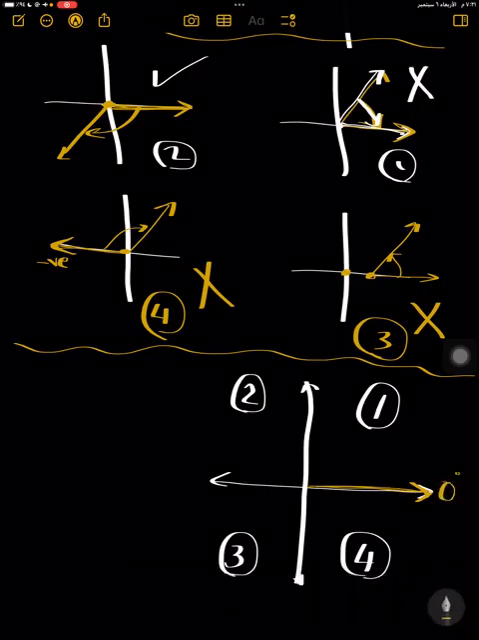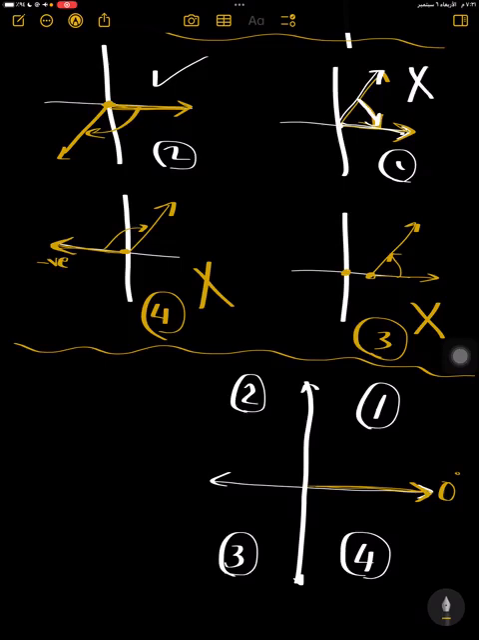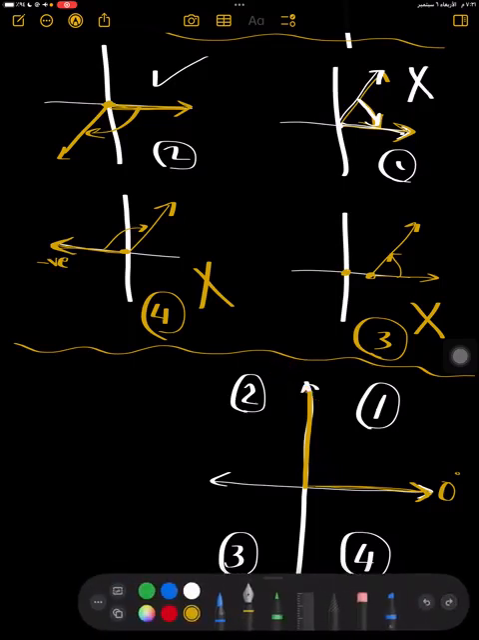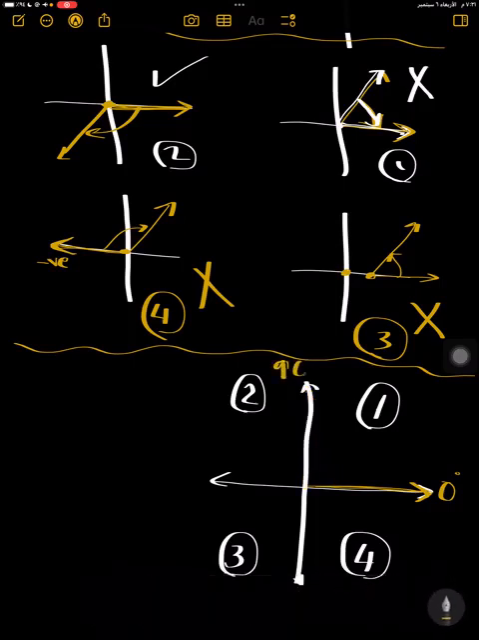0 degree. The terminal side will move and stop moving here. So the measure of directed angle in this case will be 90 degree. If the terminal side continues its moving to stop here, the measure of directed angle will be 180 degree.